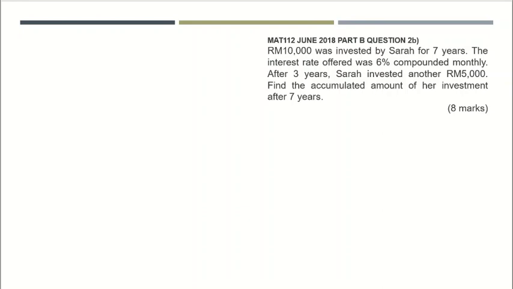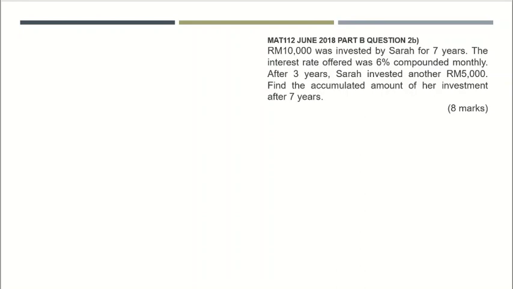In part B it's stated here that RM 10,000 was invested by Sarah for 7 years. The interest rate offered was 6% compounded monthly. After 3 years, Sarah invested another 5,000. Find the accumulated amount of her investment after 7 years. So in this case, there exists an intervention in the middle of the investment period.